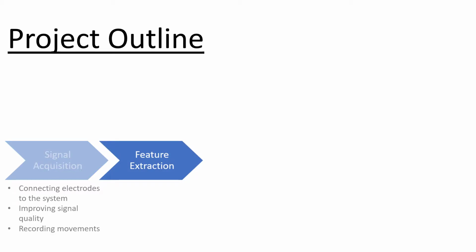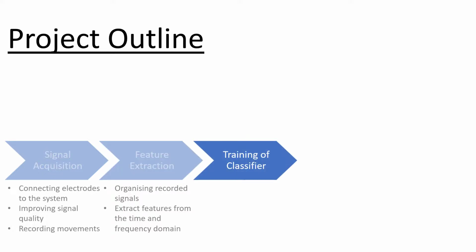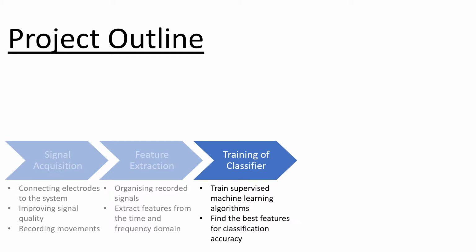Next, we have feature extraction. Once the signals have been recorded, we need to organize it into separate channels and positions for which it represents. Next, the features of each position need to be found. Training of the classifier. As we know the true state that each of the feature sets belong to, we can train a classifier. The accuracy of different feature sets can then be explored.